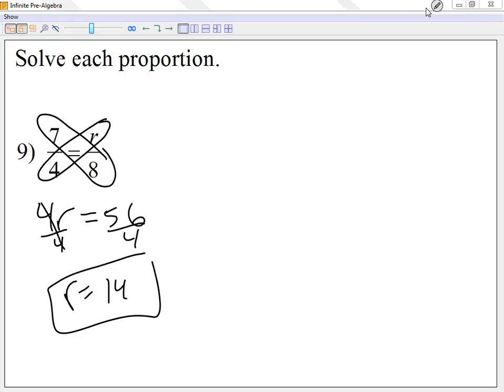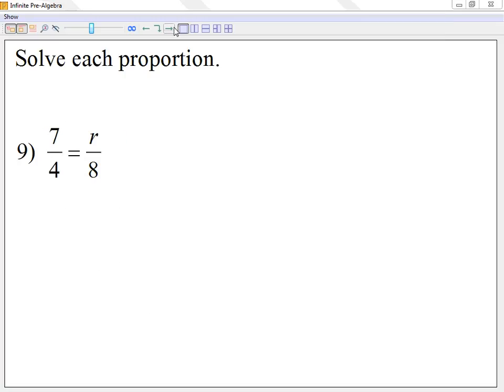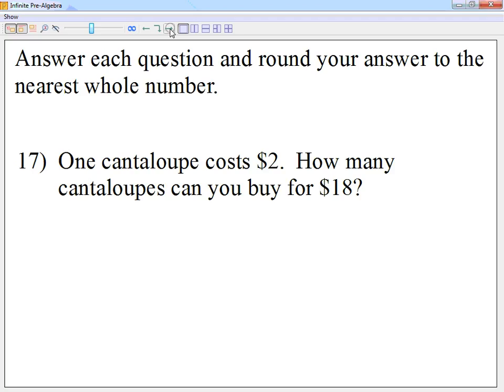No? All right. Now looking at 17, we have words, and I'm going to write this as a proportion. Answer each question and round your answer to the nearest whole number. So 1 cantaloupe costs $2. So I'm going to write 1c for cantaloupe equals $2.